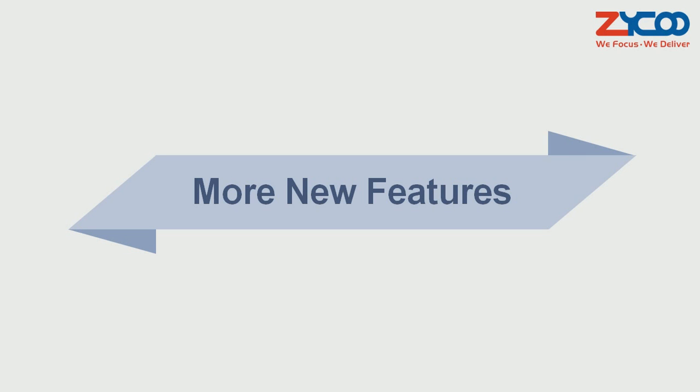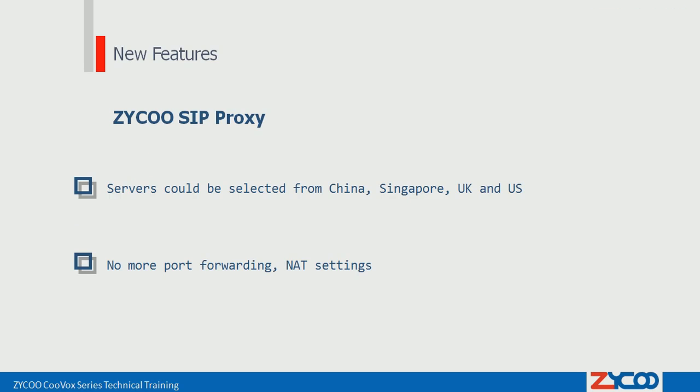Next, I will introduce you to some more new features. Okay, the first new feature, the ZYCOO IP proxy feature. It's now available on the V302 software, and we have deployed proxy servers in China, Singapore, UK, and the US. With the support of ZYCOO IP proxy, remote SIP extensions and remote IP PBX interconnection with SIP trunk will never be easier, because no more port forwarding and NAT settings are required.